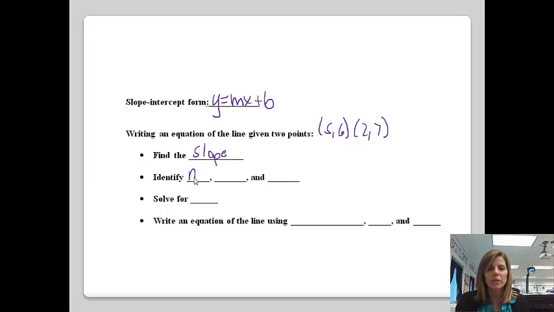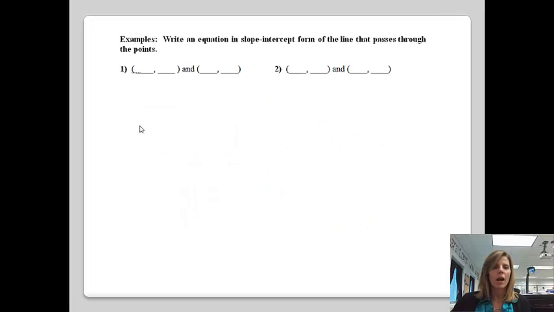So we're going to find the slope, and then after that it turns into a problem that we've done before. Just like we've done before, we're going to identify the m, the x, and the y. I will then solve for b like I'm very used to doing, and then we'll write an equation of the line using y equals mx plus b, the m and the b. Once we get through this first step, which we already know how to do, everything else becomes just old news. All right, so let's practice.